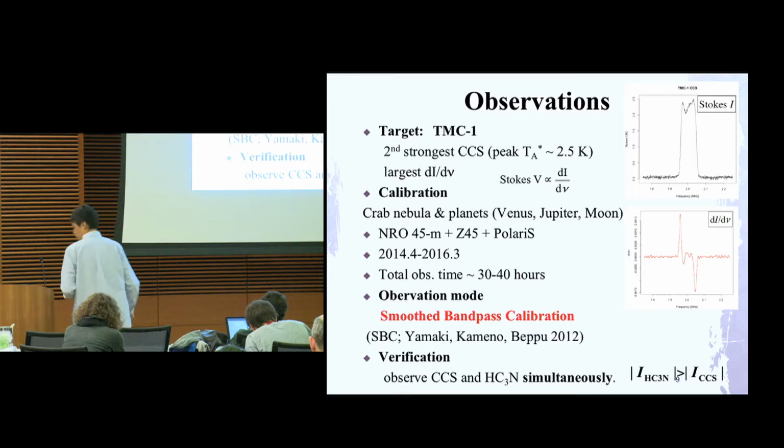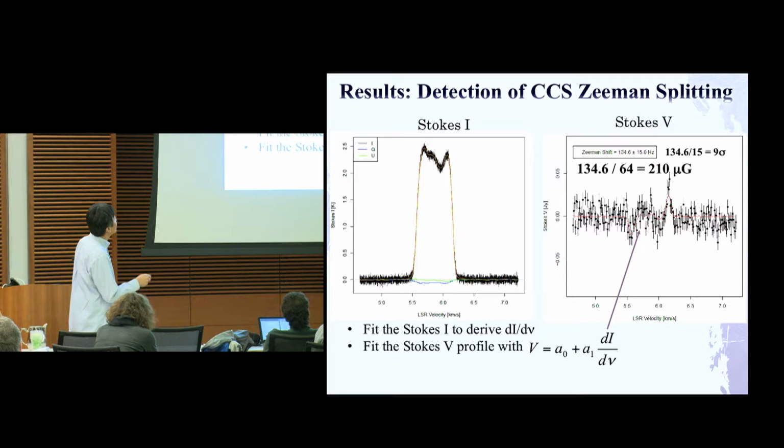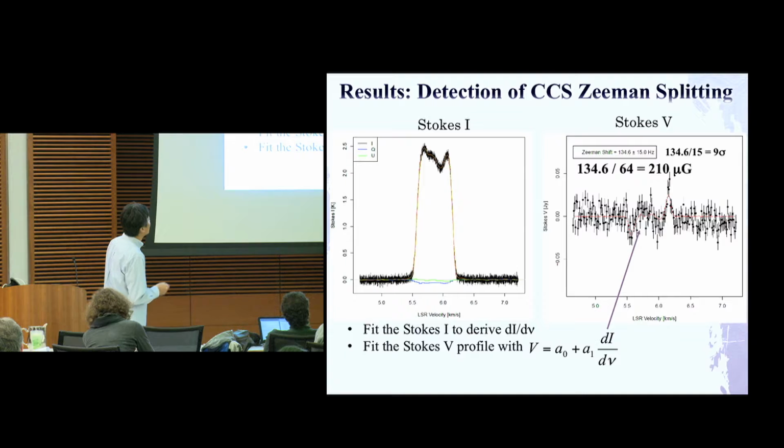Okay, now let's move on to the results. So this is the Stokes-I and Stokes-V profile of CCS toward TMC1. From this Stokes-V profile, we derived the Zeeman shift of 134.6 hertz. So this corresponds to 210 microgauss.